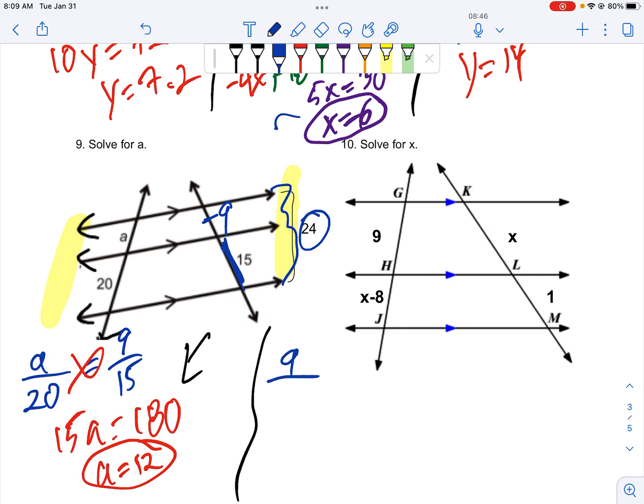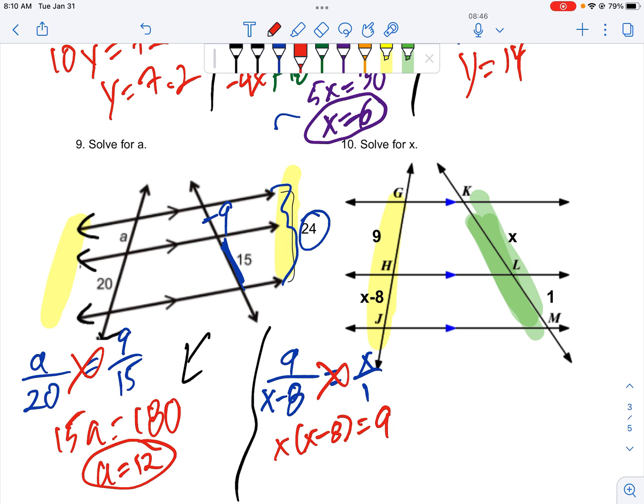A little more algebra on this one. So I got the left side here equal to the ratio on the right. All right, so my left side is 9 over x minus 8. My right side is x over 1. Cross multiply. x times x minus 8 equals 9. So then I get x squared minus 8x equals 9.